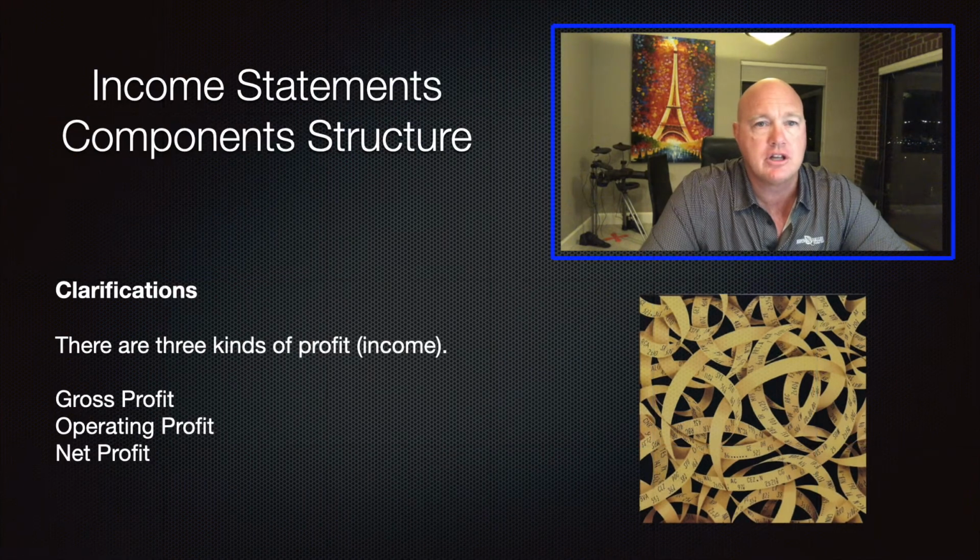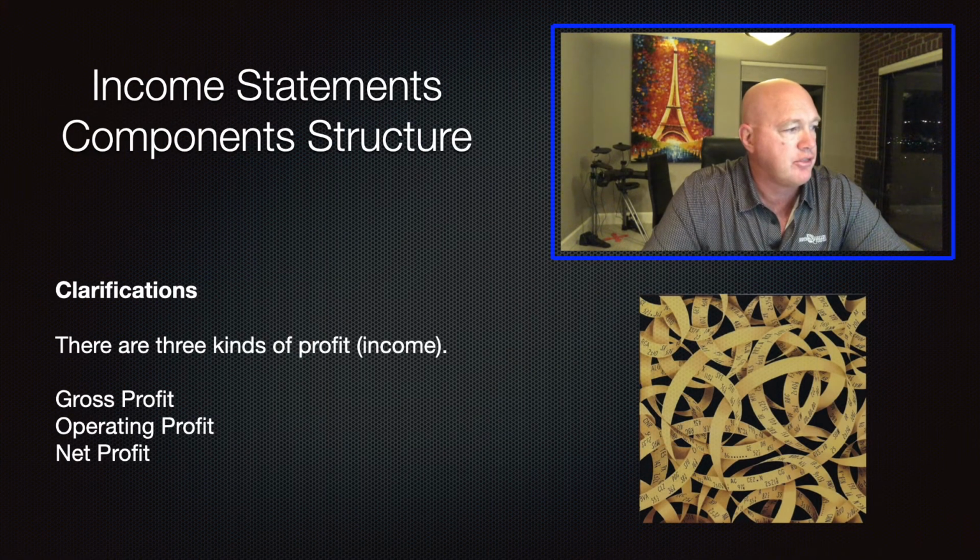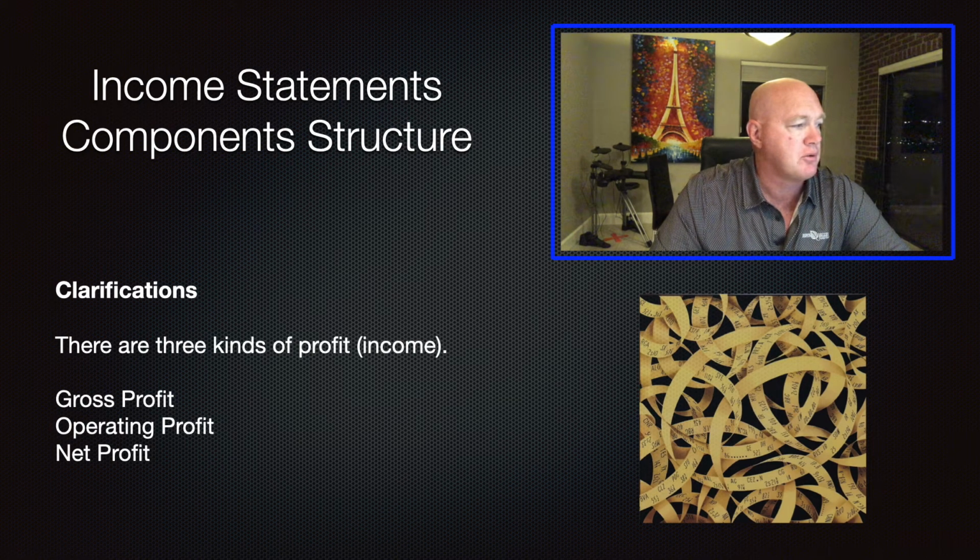So another set of clarifications. There are three kinds of profits. And again, profits are interchangeable with income. So there's three kinds of profits. The first one is gross profit, the second one is operating profit, and the third one is net profit. So I'll break them down for you.